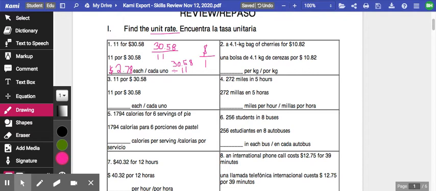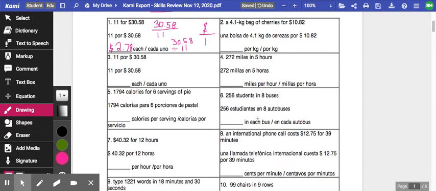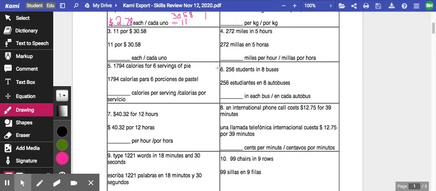The most important thing is always make sure you're putting the right things on top. So in this situation, we're looking for miles per hour. That means we always want to make sure our miles are on top, hours on bottom. Students in each bus, so students on top, buses on the bottom. Make sure you're keeping that order, otherwise you're going to mess up your answer.